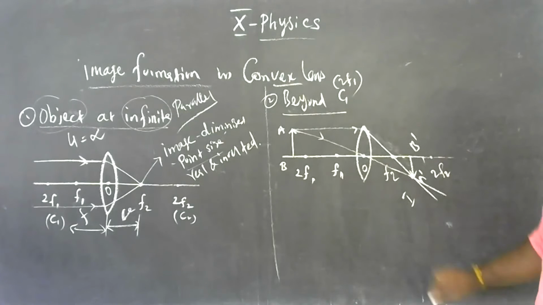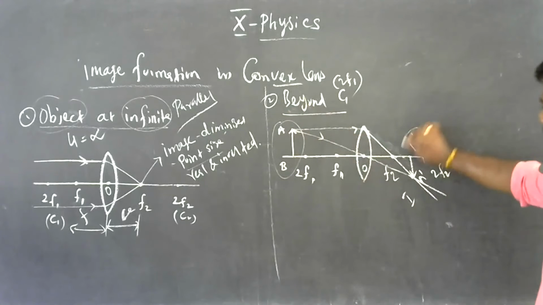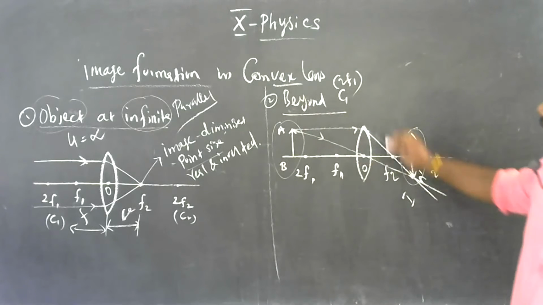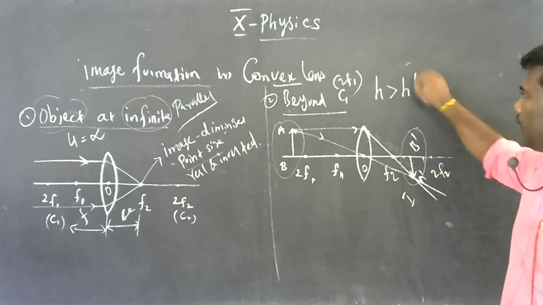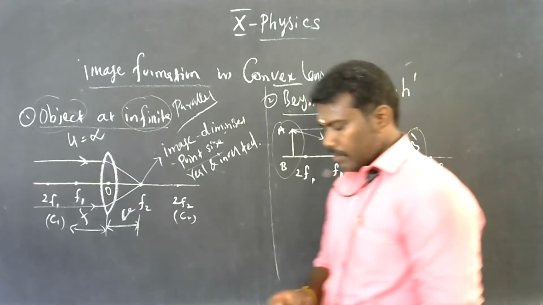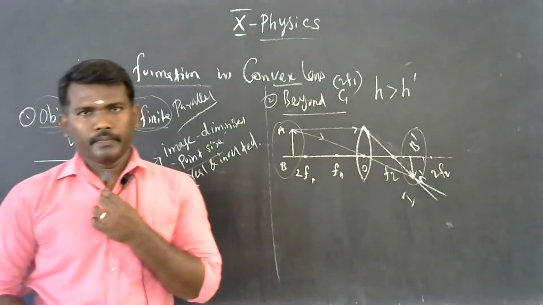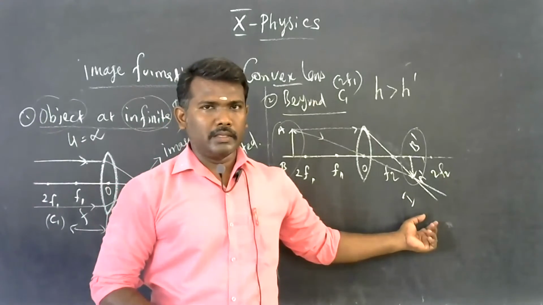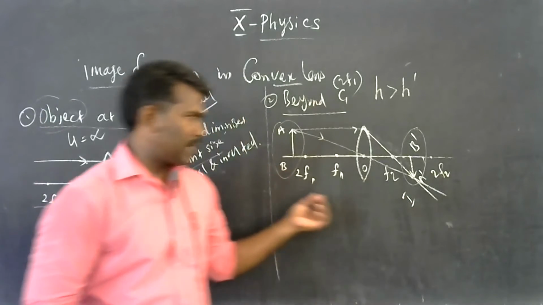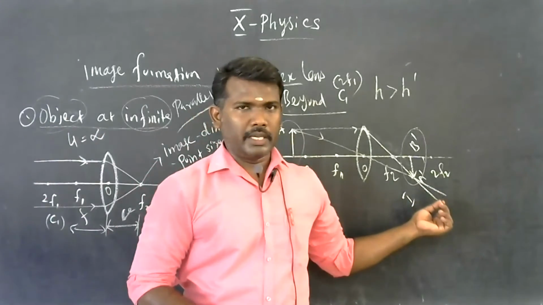So A dash, B dash. Compare the size of the object and the image. Comparing these two, the object height is greater than the image height. It is nothing but a diminished image. In the second case also, we are getting a diminished, very small size image compared with the object. So AB is the object, A dash B dash is the image.